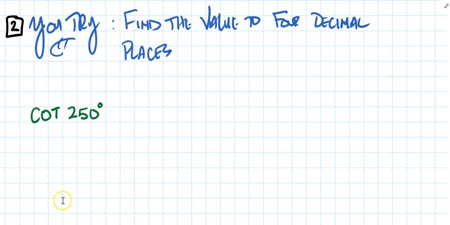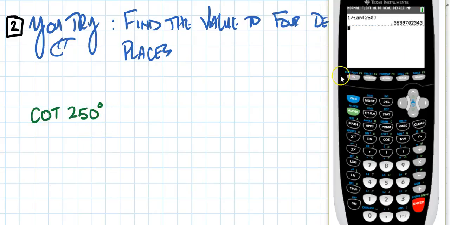Find the cotangent of 250 degrees. The cotangent of 250 degrees. Okay, my calculator, I want to make sure that I'm in degree mode. I have 1 divided by the tangent of 250 degrees, since there is no cotangent button, and you get 0.36937, and so on. If I'm going to 4 decimal places, I would write down 0.3640, and that is the correct answer.